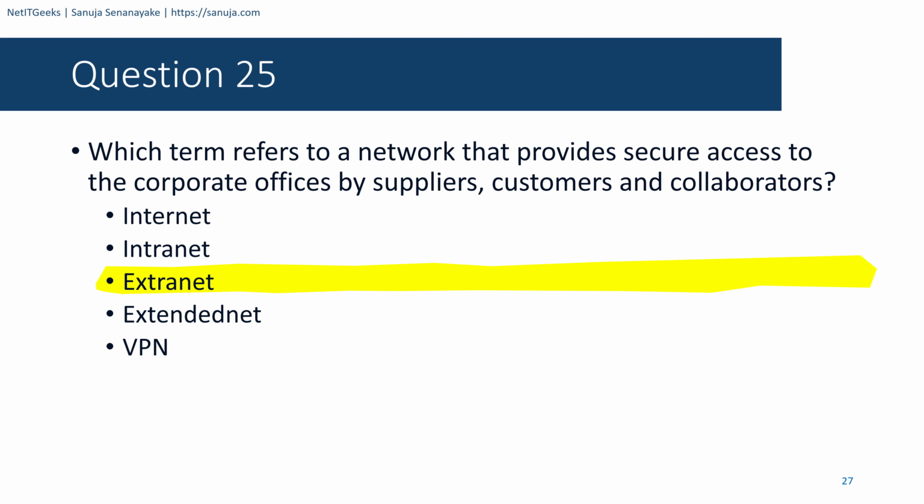The term extranet is used multiple times in CCNA 1 textbooks and lecture materials to describe a network where your external suppliers and external people can have access to your internal network. So that's called the extranet. Again, which term refers to a network that provides secure access to a corporate office by suppliers, customers, and collaborators? The answer is extranet, not VPN, because extranet is the term described above here.